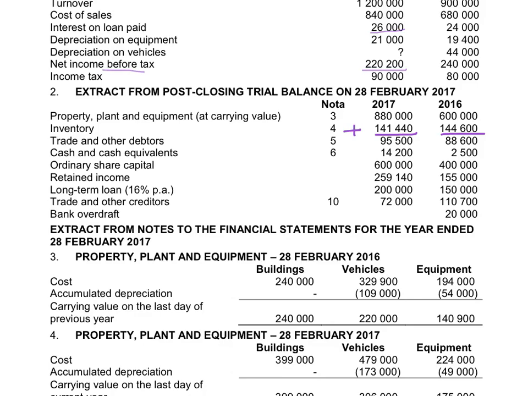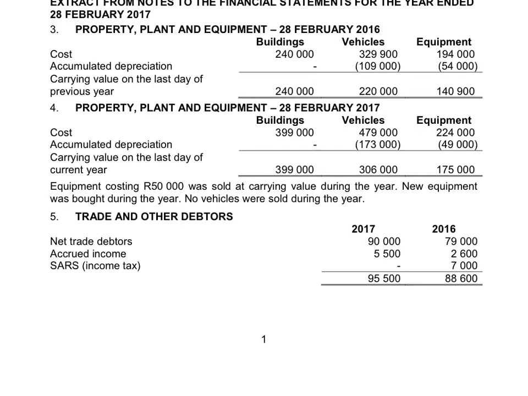If we look at trade debtors and trade creditors, we will see that there is a note for them. So it means we can't just use the figures in the trial balance or balance sheet. We have to go to the note. Trade debtors consist of the debtors and accrued income. If it's not in connection with interest, then it will be added. SARS income tax is shown separately on the cash flow statement, so we will not take the SARS into account.